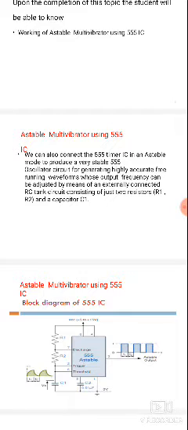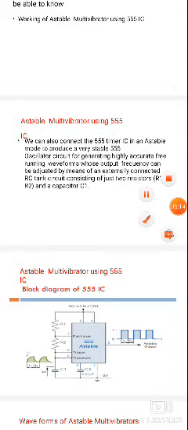Now we will discuss the astable multivibrator using 555 IC. Just now we discussed the 555 IC and its applications, and now we are starting the astable multivibrator. Another name for the astable multivibrator is free running relaxation oscillator. It is used for generation of square waves.